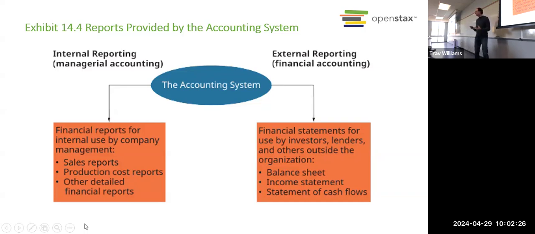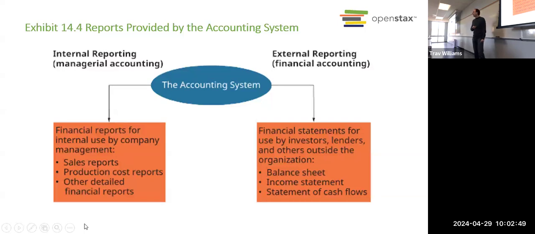But instead, for those documents that are shared with the public, there's a very precise set of rules that has to be followed. And that's one thing you learn about in financial accounting. And these are examples of some of the different financial statements that could be produced. We'll get more into each of those later on.